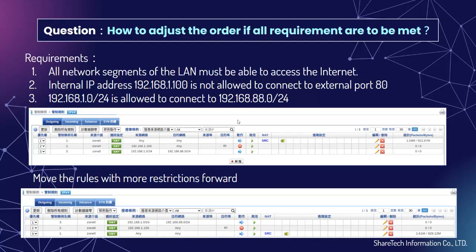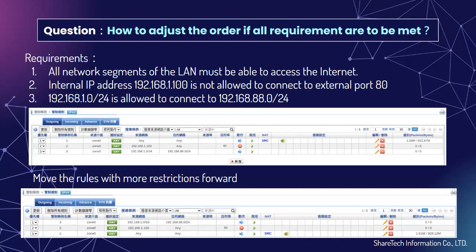It is suggested to move the rule with more restrictions forward. If I block .1.100, I need to make it able to connect to .88.0/24 first. So I will move the third requirement's rule forward to the first order.